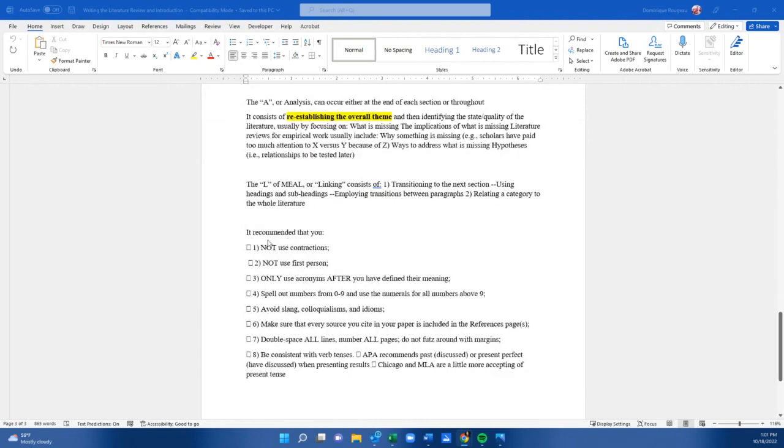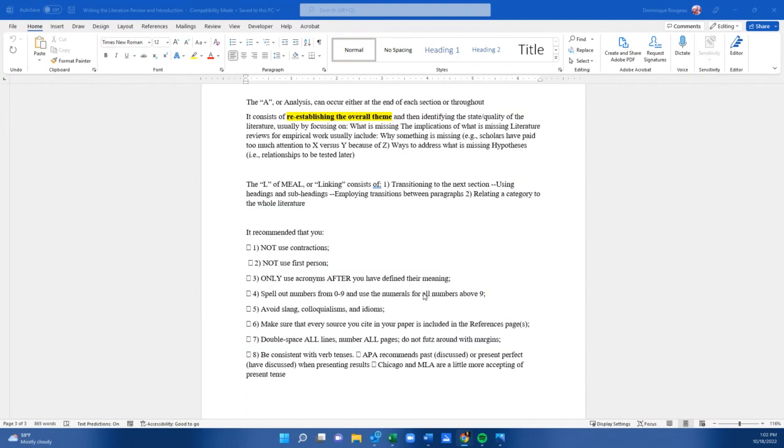A few APA recommendations: try not to use contractions, do not use first person. Only use acronyms after you've defined their meanings, which is also the same in the method section. So, let's just say you're using a measure called questions about behavioral functions. You wouldn't put the QABF until you actually wrote out questions about behavioral functions.